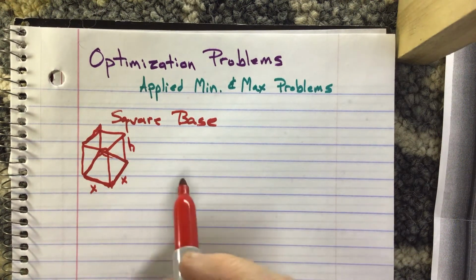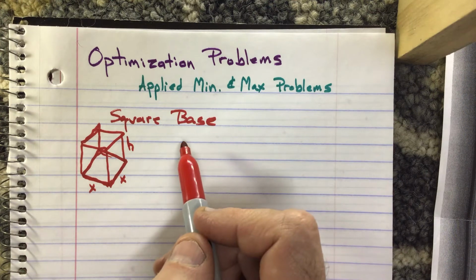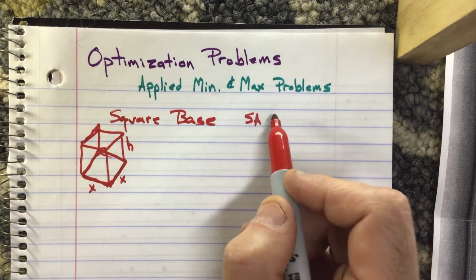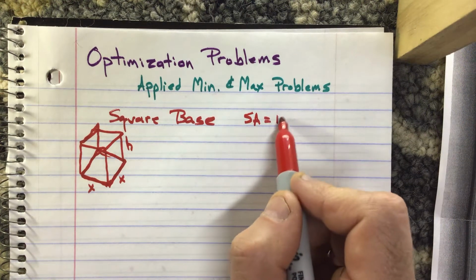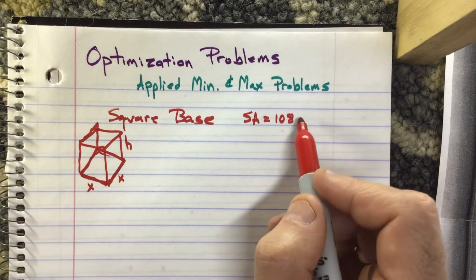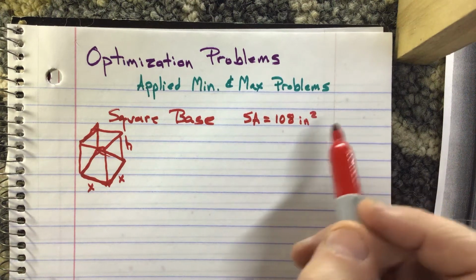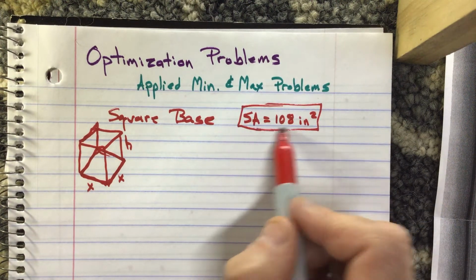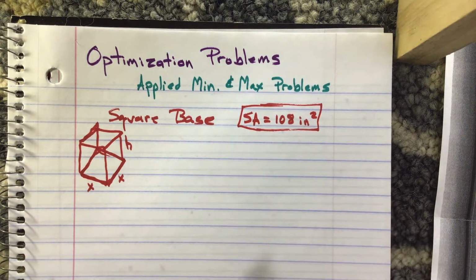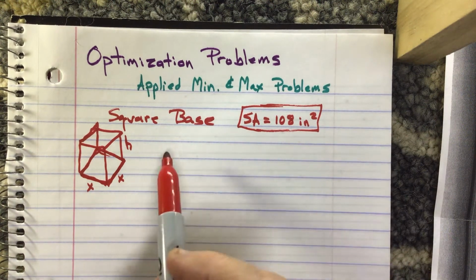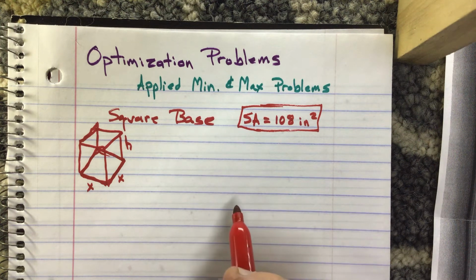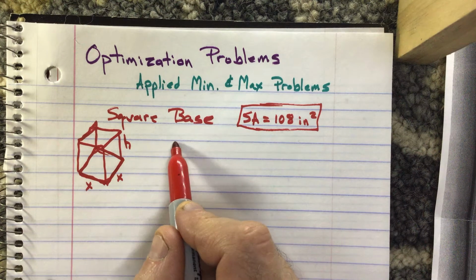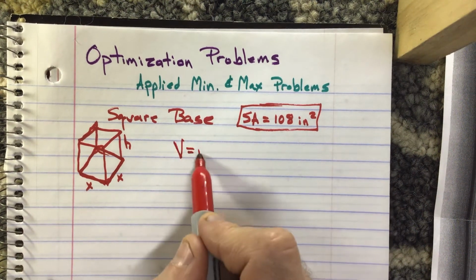So a manufacturer wants to design an open box having a square base that has a surface area of 108 square inches. That's the amount of material that's going to be used to make the box, so that's a restriction on this problem. Using a certain amount of material to make the box, they want to find the dimensions that produce a maximum volume. So they want the volume to be maximized.